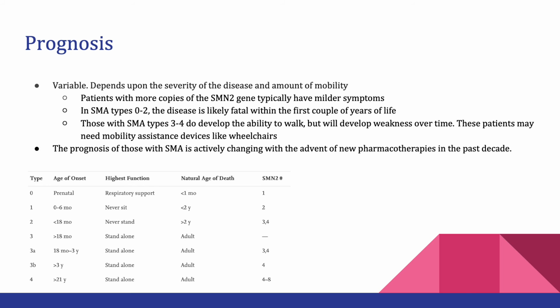The chart on the slide shows general symptoms based on the type of SMA that a patient has, as well as their ability to sit and stand and their typical age of death. But overall, there are too many variables to accurately predict the exact path that the disease will take.